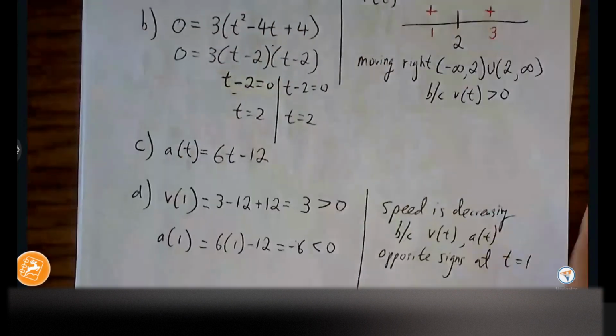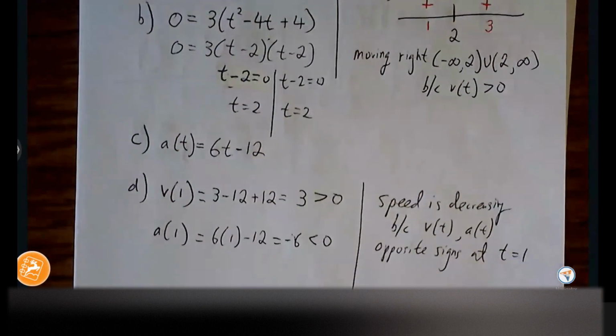Okay, but for this problem here, velocity is 3, acceleration is equal to -6. One's positive, the other is negative, so therefore speed is decreasing at t equals 1.